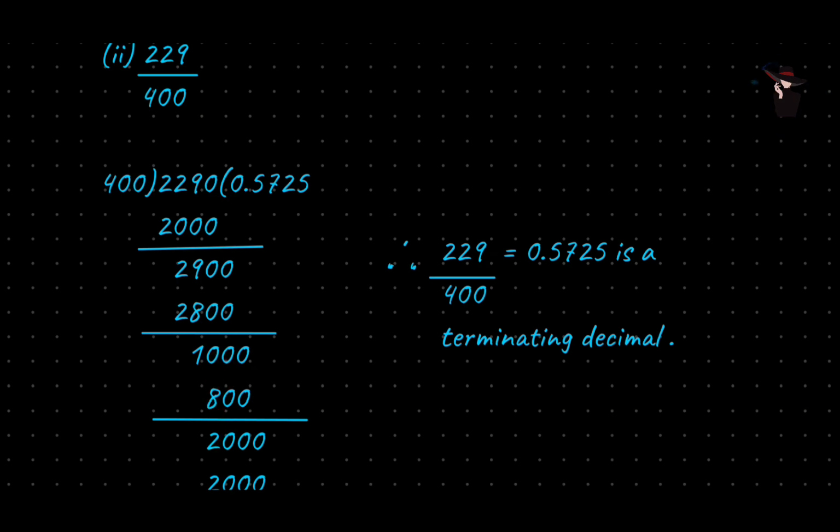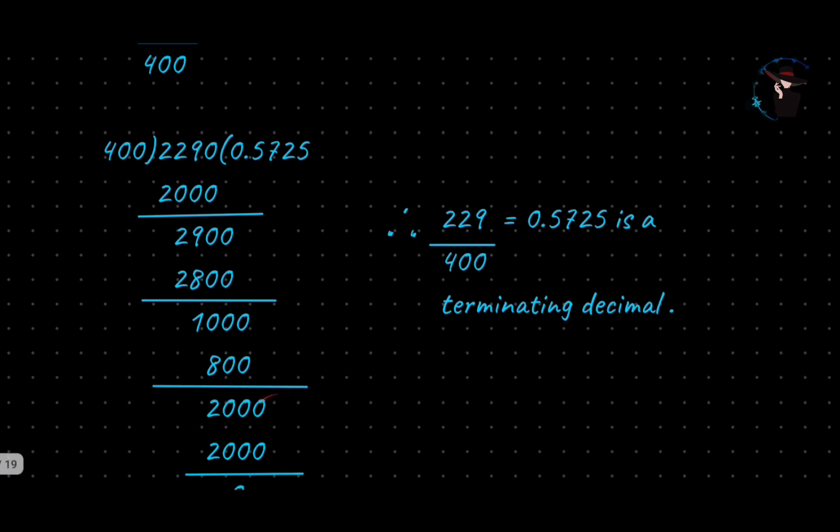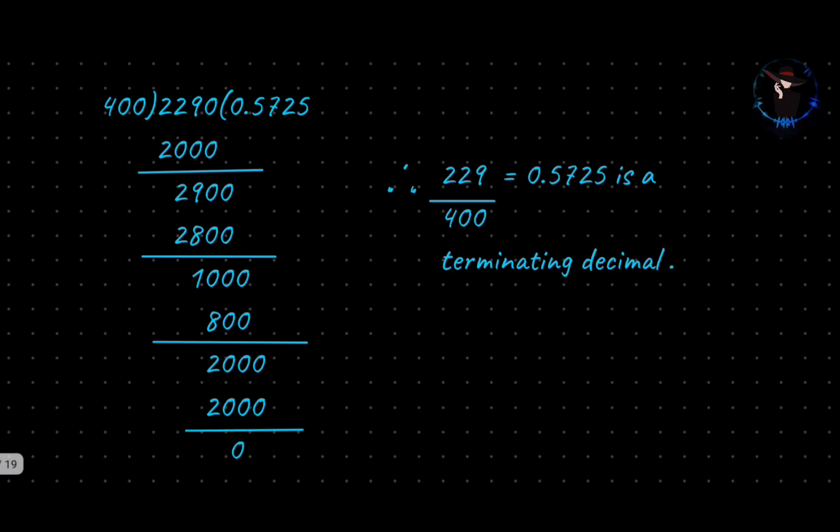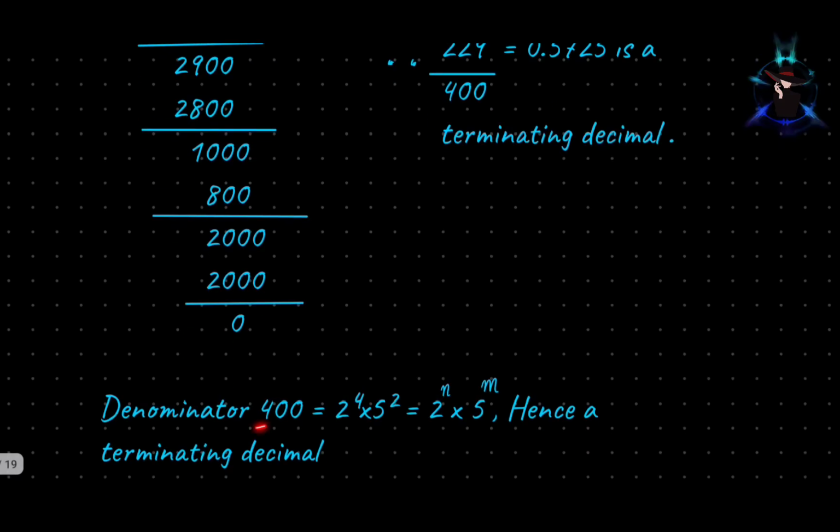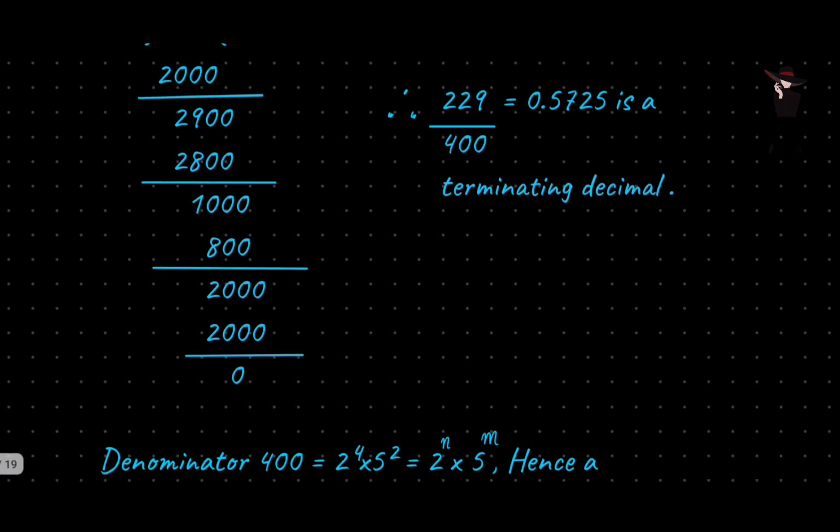We got the remainder as 200. Then again we can add 0 as it is. Then 400 into 5 is 2000. 2000 minus 2000, we got 0, and it terminates at 0.5725. Exactly how it terminated before. Now we need to write the factors of 400 in the form of 2's and 5's, right? So how can we write the factors of 400? 2 power 4 and 5 power 2. If we elaborate it, 2 into 2 into 2 into 2 into 5 into 5, we get 400. So it is in the form of 2 power n and 5 power m. It is a terminating decimal. So the decimal value is 0.5725.